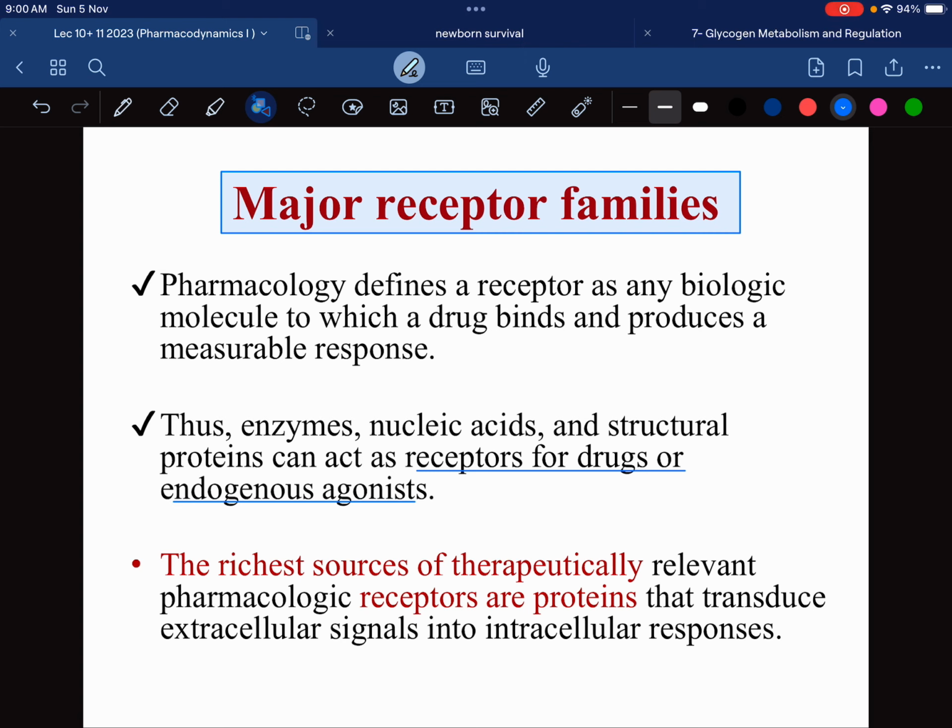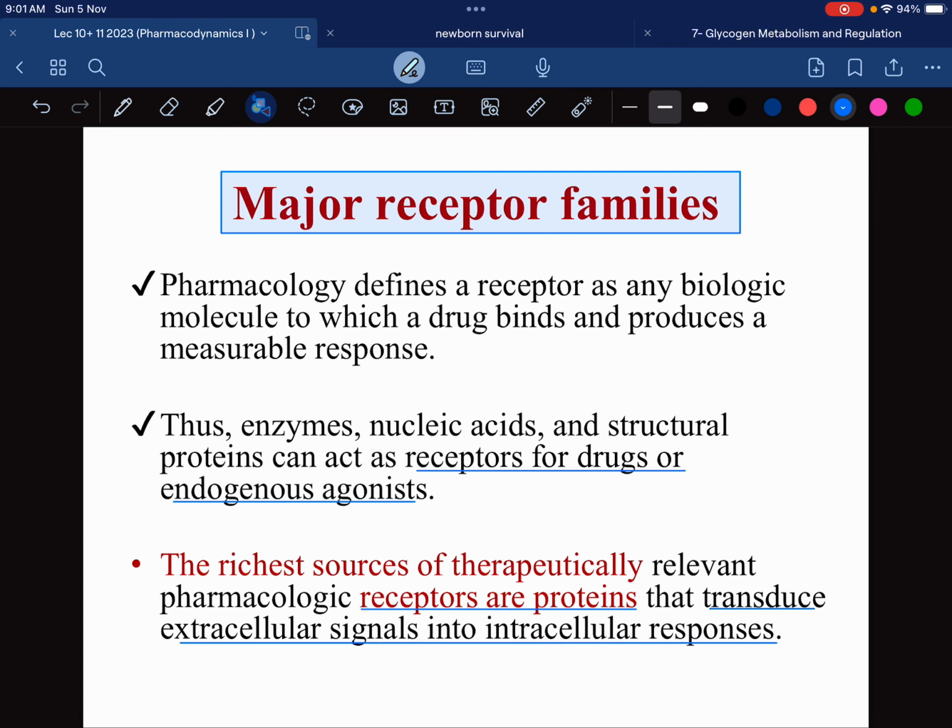The largest source of therapeutic targets, pharmacological receptors, are proteins. Most of our receptors are what? They are proteins. Even the enzymes are proteins, that transduce extracellular signals into intracellular responses.